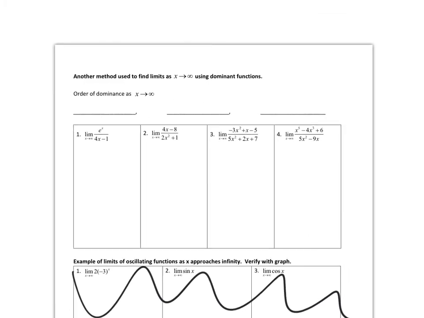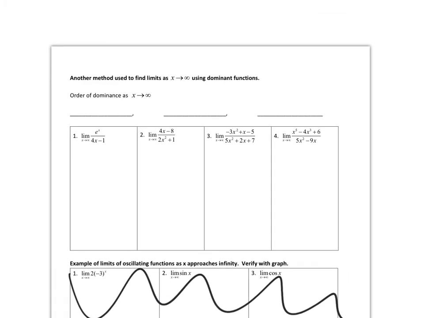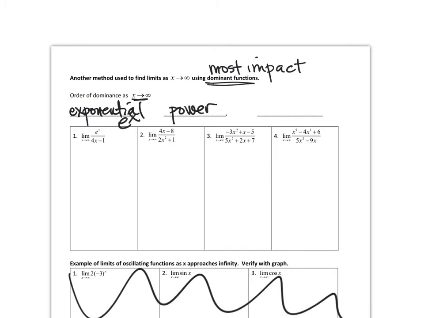We are not going to look at these. We are going to look at these other 4 examples. Now, we have to talk about different functions and what we call the dominant functions, or we can say the most impact on our limit as x goes to infinity. So the first one is exponential, e to the x. The next one are the powers, which we just did. And the last is log.